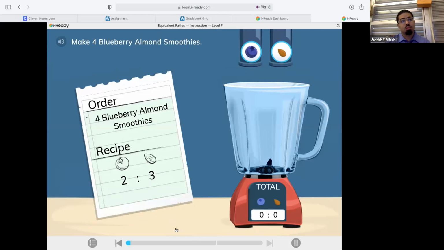Make 4 blueberry almond smoothies. All right, James Lee, we want to make 4 of these. So how many blueberries do we need? What you say? We want to make 4 smoothies. So on 1 smoothie, you need 2 blueberries. So how many blueberries would you need in 4 smoothies? 2 blueberries. Well, that's for 1. So if we do 2 blueberries, that's for 1. But we need 3 more smoothies. So how many more blueberries do I need?